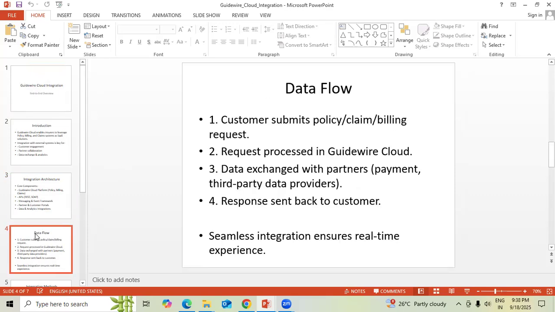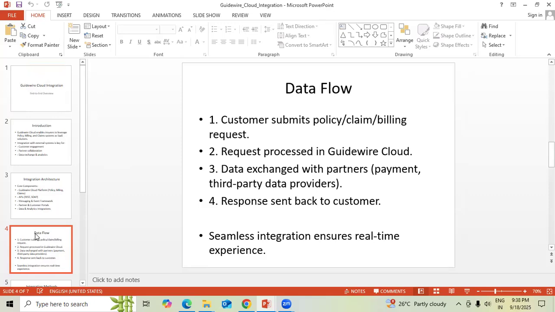Next, when it comes to the data flow, this is the flow process. When we are creating a Guidewire integration, this is the data flow: whenever a customer submits any policy, claim or billing request, it is processed in the Guidewire cloud environment, where we do data exchange with partners, either for payment or any kind of third-party data providers, as I told you. For example, you may have a third-party payment partner.